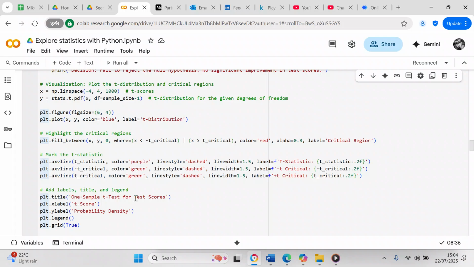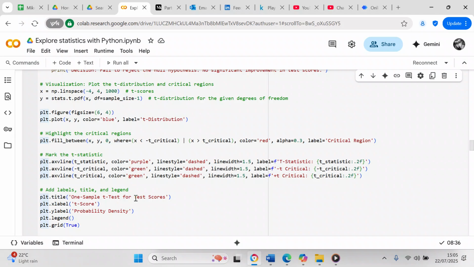And now we're going to make some vertical lines in the chart. So plt.axvline(t_statistic, color='purple', linestyle='dashed', linewidth=1.5, label='t statistic'). Then plt.axvline(negative t-critical, color='green', linestyle='dashed', linewidth=1.5, label=f'negative t-critical'). Then plt.axvline(t-critical, color='green', linestyle='dashed', linewidth=1.5, label='plus t-critical').